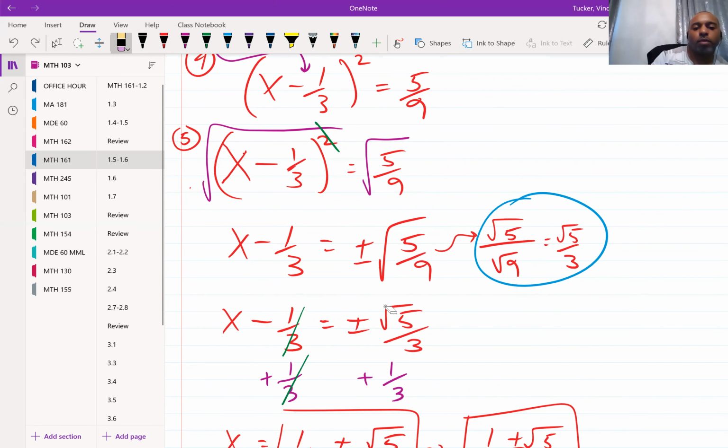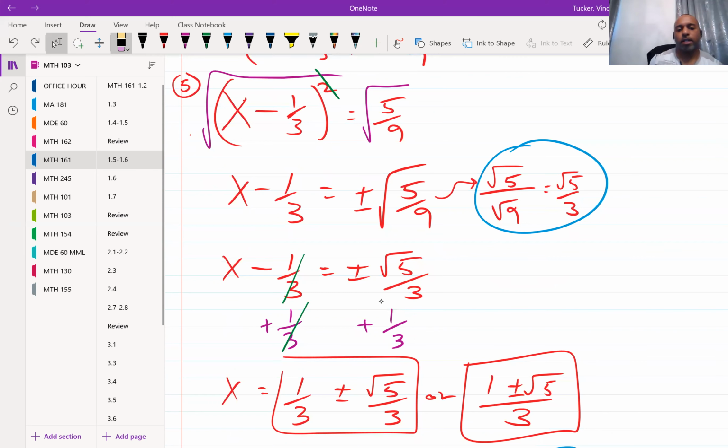And now we can add 1/3 to both sides. 1/3 cancels on the left. Then that gives us 1/3 plus or minus square root of 5 over 3. So you can write it either way as far as your answer is concerned.